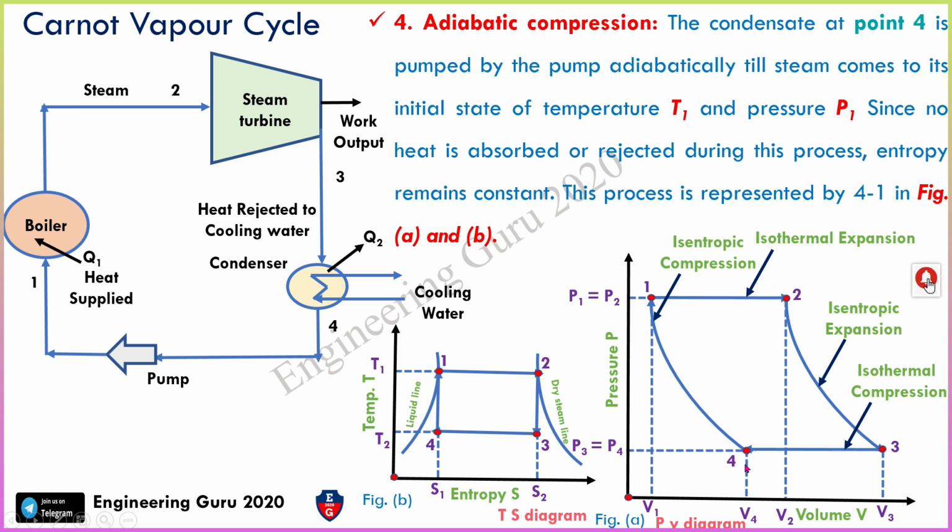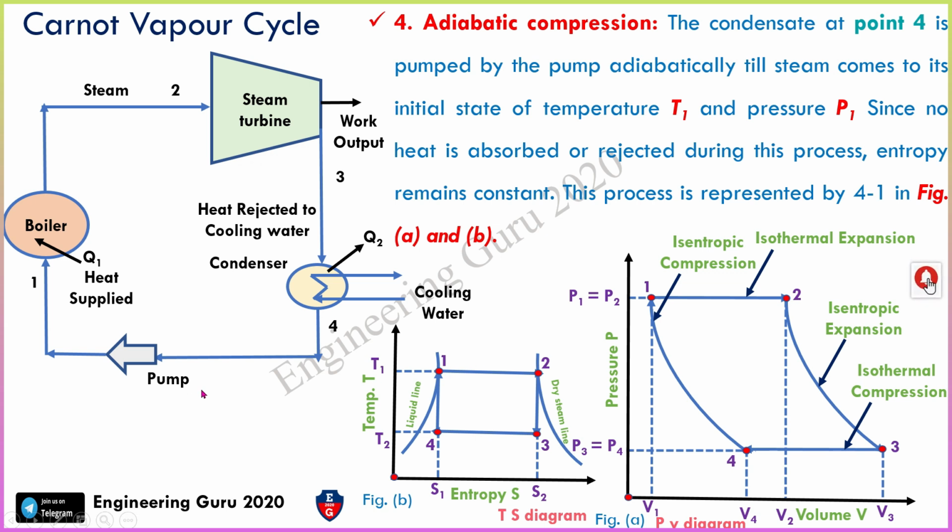So here this is point 4 and this is point 1. It is called isentropic compression. Pressure is increased from P4 to P1. The steam comes into the initial state at pressure P1. Same, this is 4 and this is 1. So temperature will increase and it will reach the initial state at temperature T1.